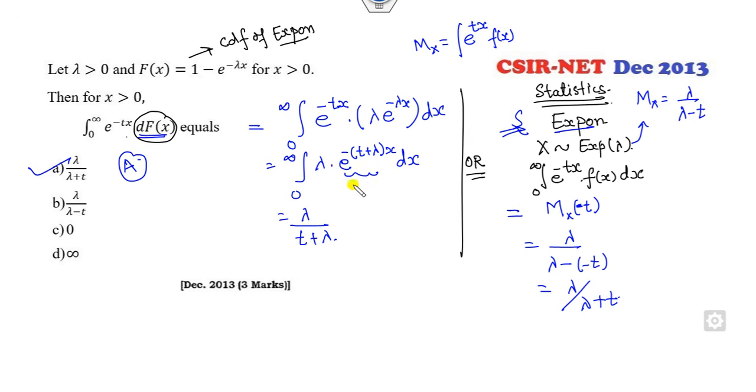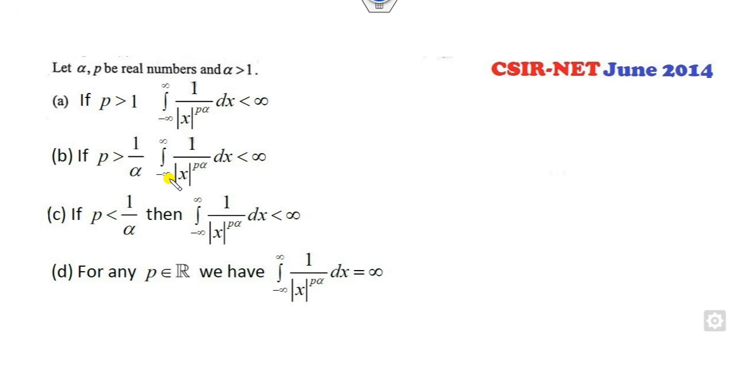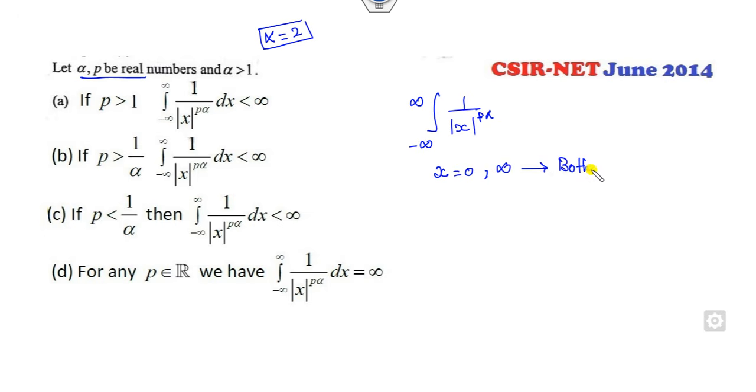But if you are a mathematics student, you can think that A is the right answer. Look at this another one. For alpha and beta, any real number, you can choose alpha as any real number, say 2. In each of the cases, the integral from minus infinity to infinity of mod x to the power p alpha. Now clearly 0 and infinity are both my singular points.